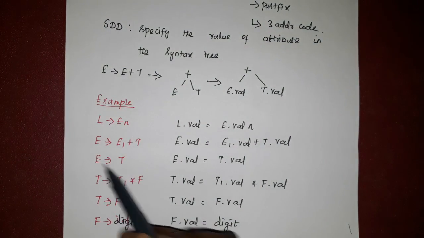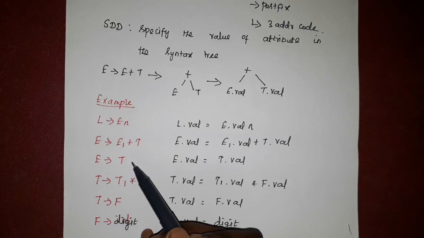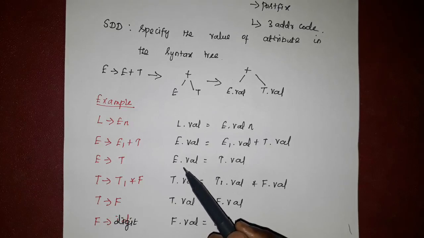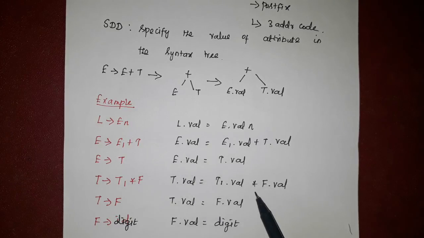Similarly for E tends to T, there is no operation in this expression, so directly the attribute T value can be stored in E dot value. Then the next expression involves a multiplication operation, so the attribute T1 and F values are multiplied and stored in T, so it can be written as T dot value. And again, it is the same as E tends to T: T tends to F. And the final one is F tends to digit, which means any number can be stored in one expression, so we directly write the digit value, and it can be directly stored in F dot value.